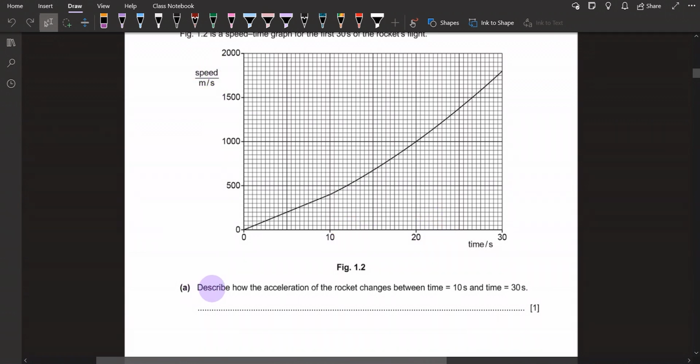Part A says describe how the acceleration of the rocket changes between 10 seconds and 30 seconds. So we need to describe what happens between this. As you know, acceleration is the gradient of the speed-time graph, right? You can see here that the gradient of the graph increases in between this time. So we can write here that acceleration increases, and we get 1 mark for this.